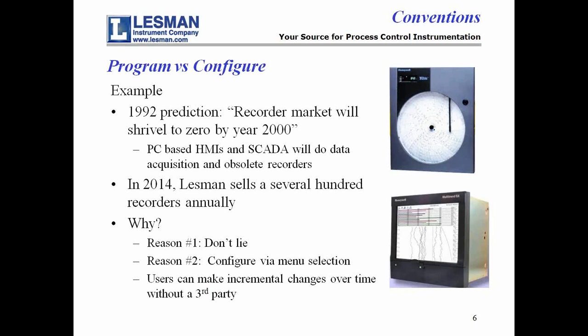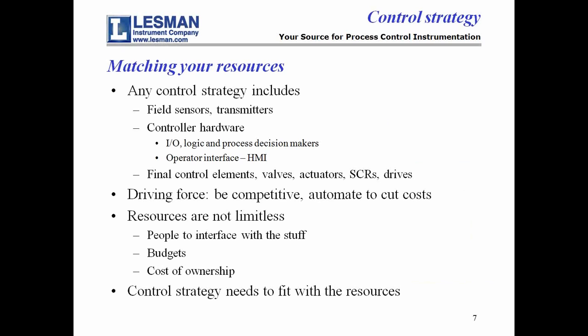In anything you've got to do out there, you've got to match your resources to the task at hand. Any control strategy includes the basic field sensors, control hardware, final control elements, and the driving force in looking at this stuff is that any company has to be competitive, and you've got to automate to cut costs. But nobody's resources are limitless.